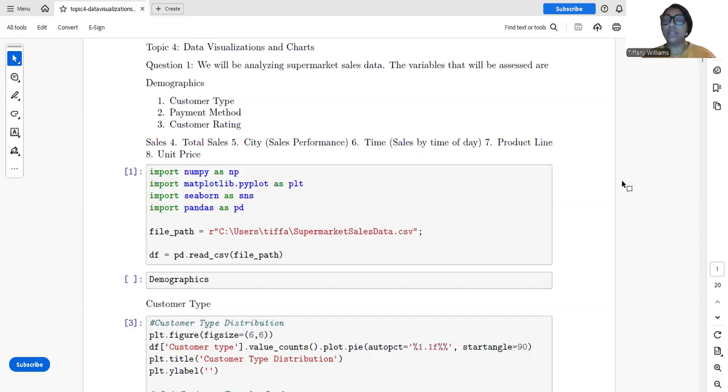So we'll be looking at the variables of customer type, payment method, customer rating, total sales, city, which is sales performance by city, time, which is sales by time of day, product line, and the unit price.